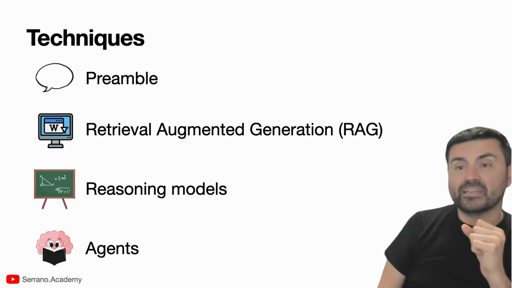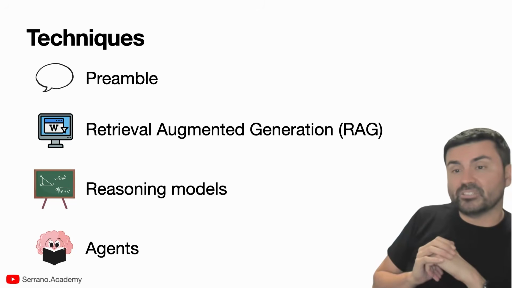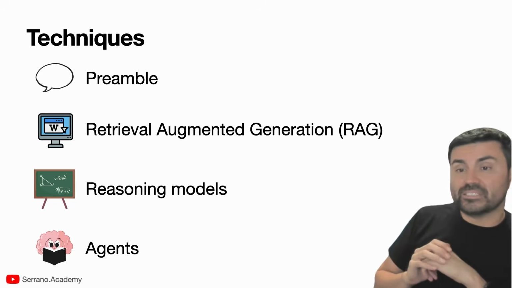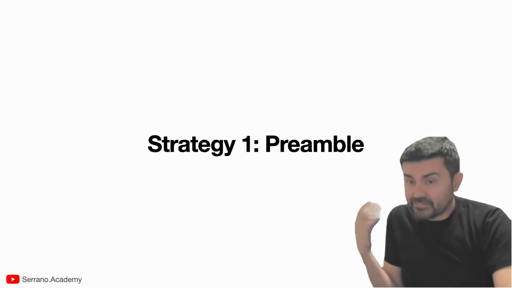So in this video, I'm going to show you 4 really good techniques that will help us get the best out of an LLM. The first one is very simple. It's the preamble, then retrieval augmented generation or RAG, then reasoning models, and finally AI agents. The first one is a very simple technique.